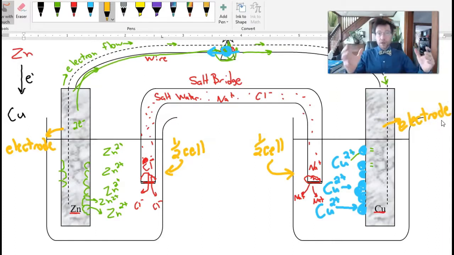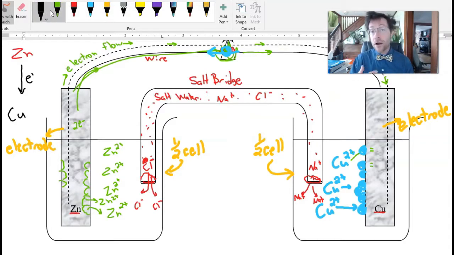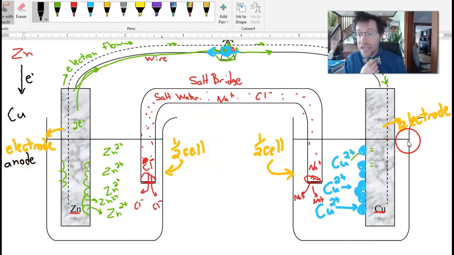Big hunk of metal where either oxidation or reduction happens, but the problem is you can't call them both electrodes. I think it's just, you can't call two things the same name. They are electrodes, but there are two different categories of electrodes. So here, what is happening? We are losing electrons. So this is going to be an anode. And this one will be a cathode.